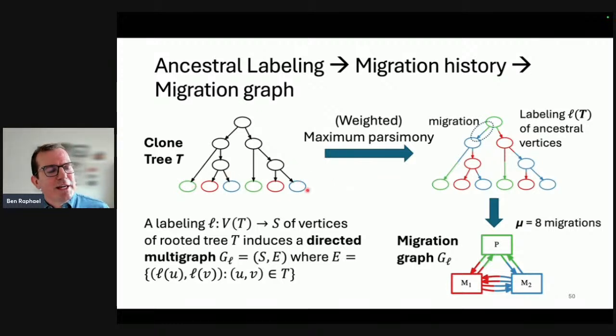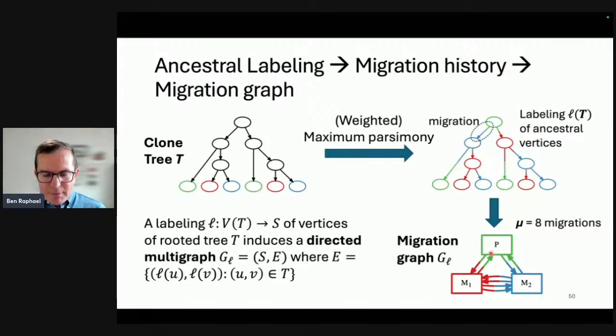So if we think about the migration problem, every time I infer an ancestral labeling, so here is one, I can then collapse the migrations that have happened into this directed graph. This directed graph just summarizes: there's one node for each location, each color, and there's a directed edge every time there was a migration on the corresponding labeling. This is a directed multigraph because there could be multiple times that the same migration between two sites happens.